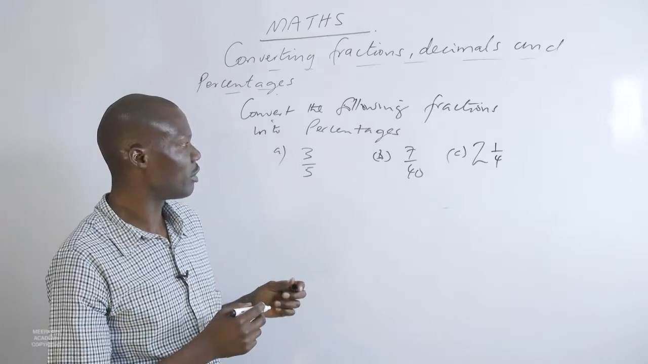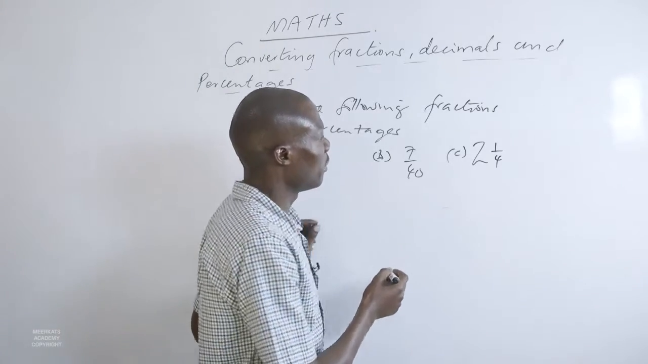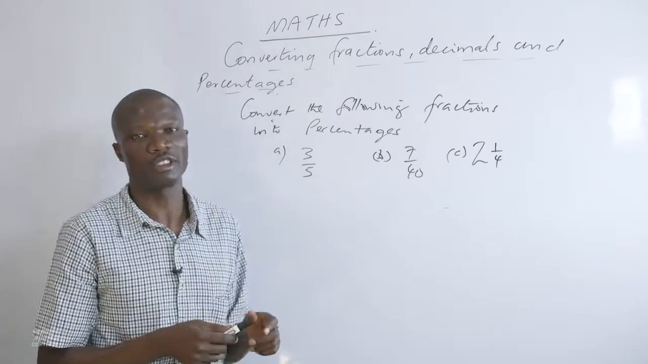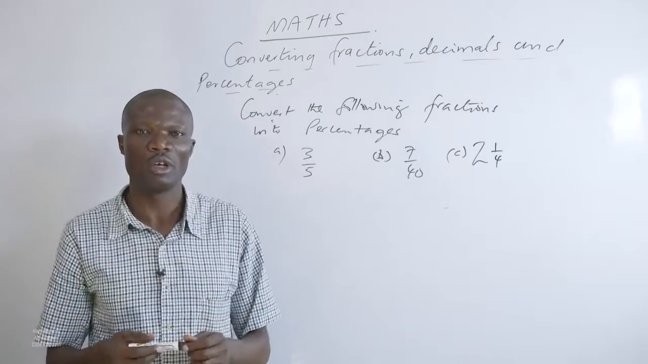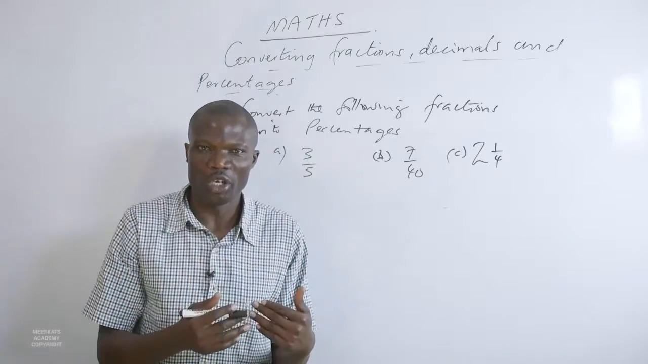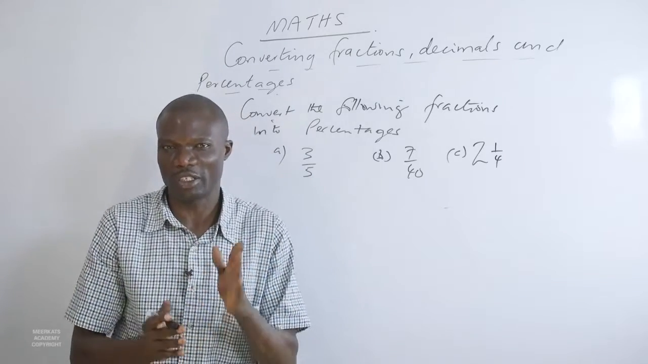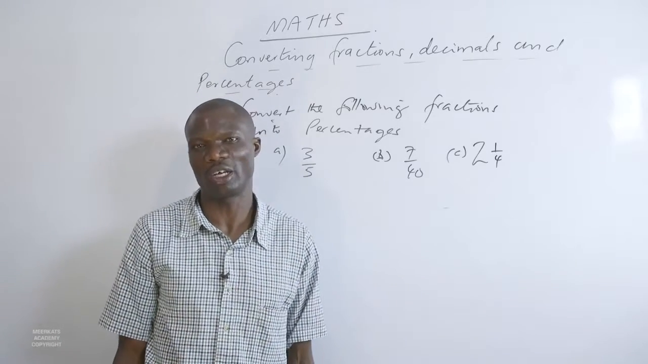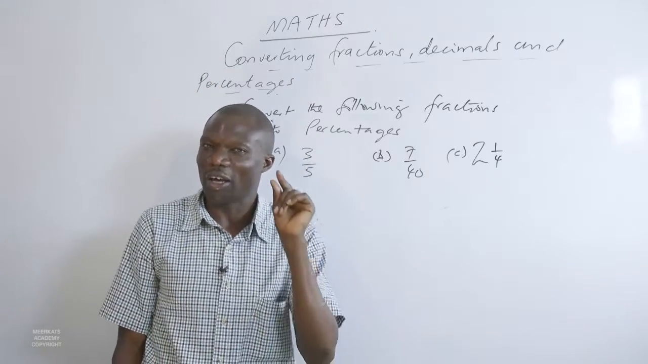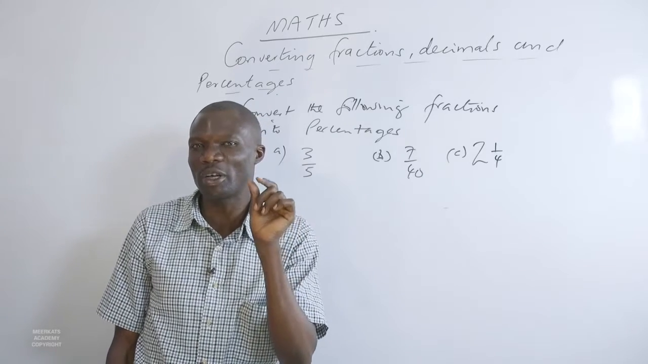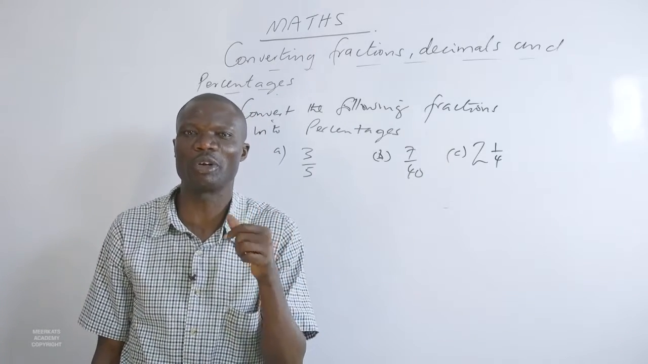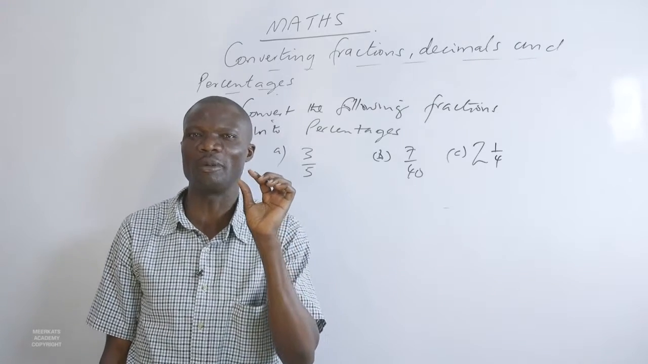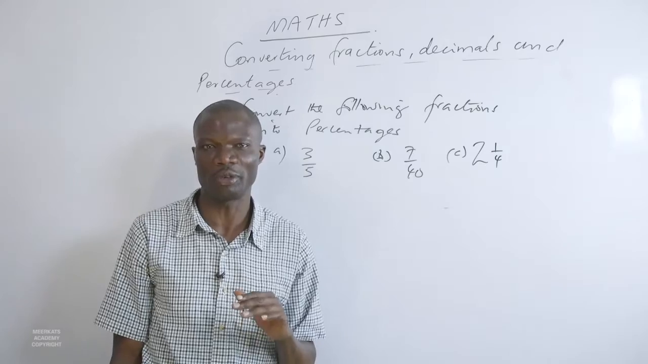Now we have these fractions, and we want to convert them into percentages. We saw that to convert, it is very simple. You just take that fraction and multiply by 100. As simple as that. Except when it is a mixed numeral, then convert that mixed numeral into what? Yes, into an improper fraction. Very good.